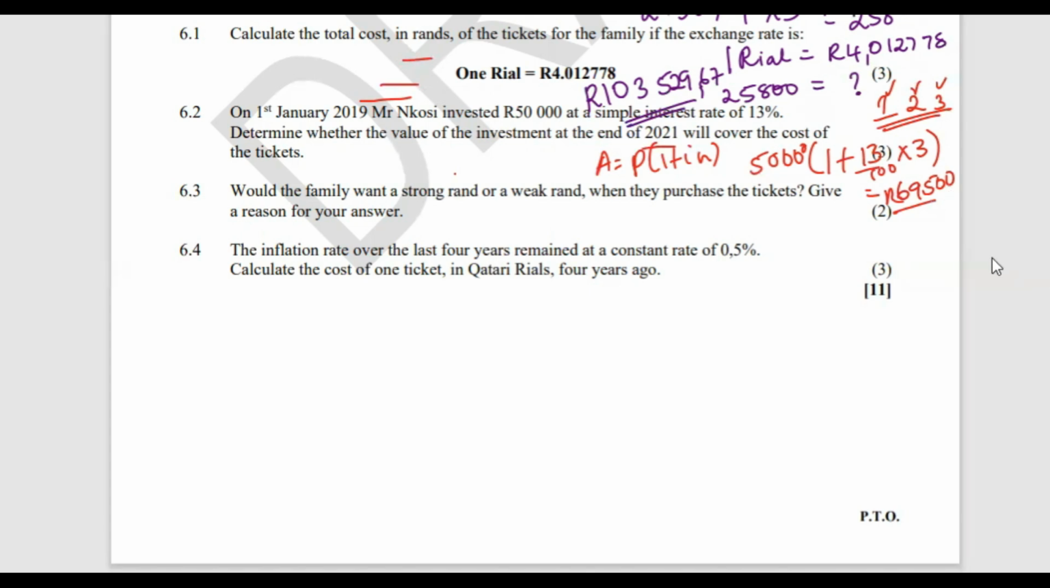So 69,500, which is fine. Then the conclusion will be, the investor determine whether the value will cover. The answer is a no, because it's less, 69,000. We need 103,000.